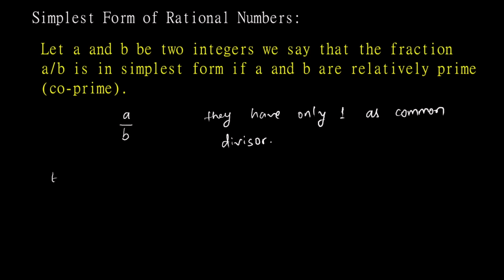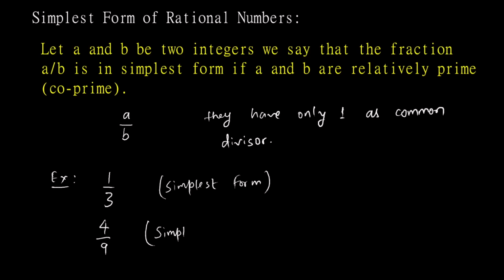Let's see some examples. 1 over 3. Here 1 and 3 have only the common divisor 1. So it's in simplest form. 4 over 9. Here too the only common divisor is 1. So this is also in simplest form.